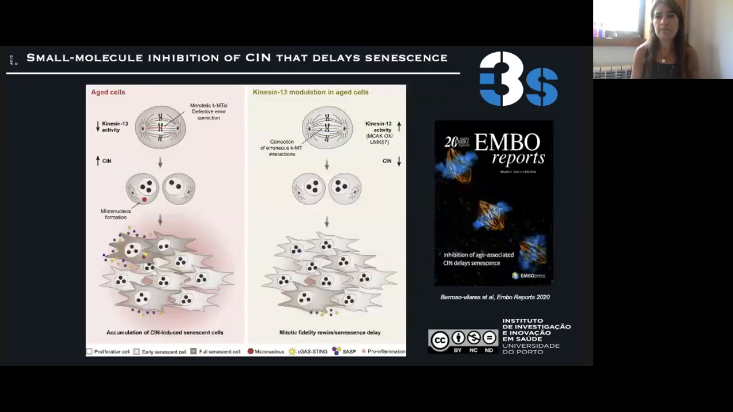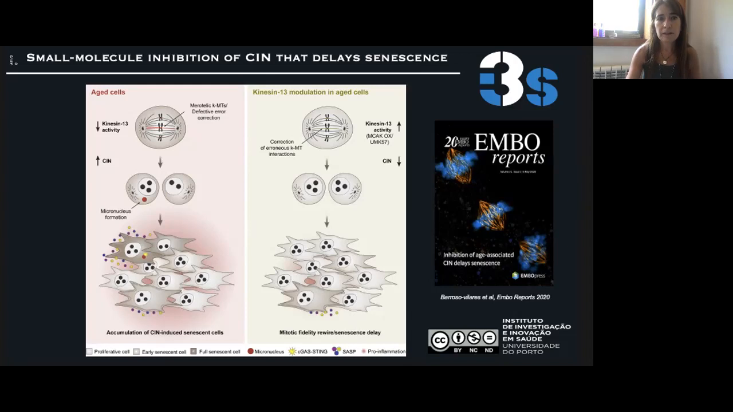So, in conclusion, we disclose the first small molecule inhibition of senescence that delays senescence. The disturbed kinetochore microtubule dynamics is a major driver of chromosomal instability in elderly cells, and this contributes to senescence. The aged cells exhibit defective kinetochore microtubule depolymerizing activity of MCAK, and this compromises the error correction machinery.